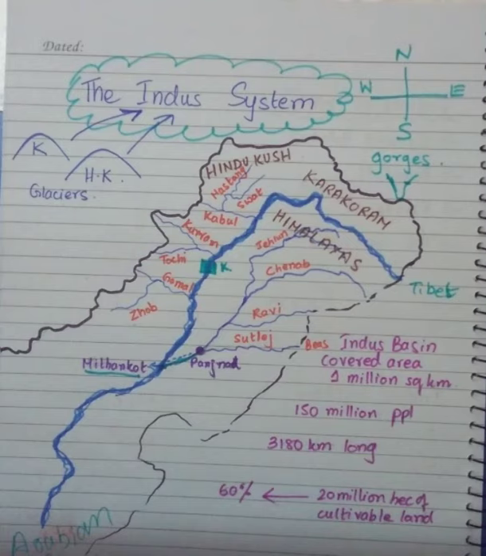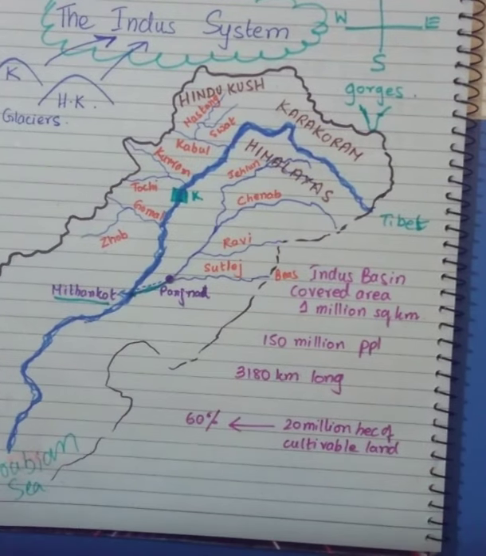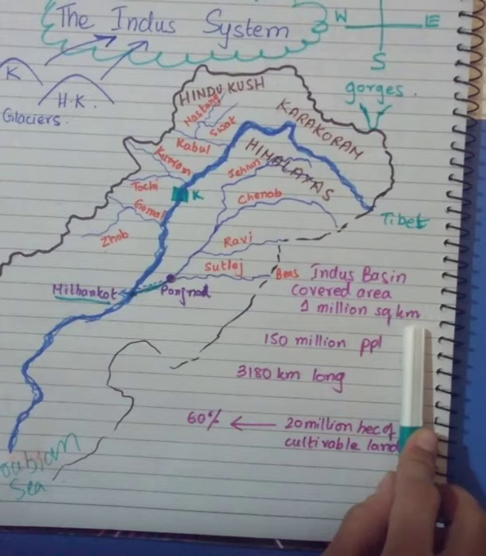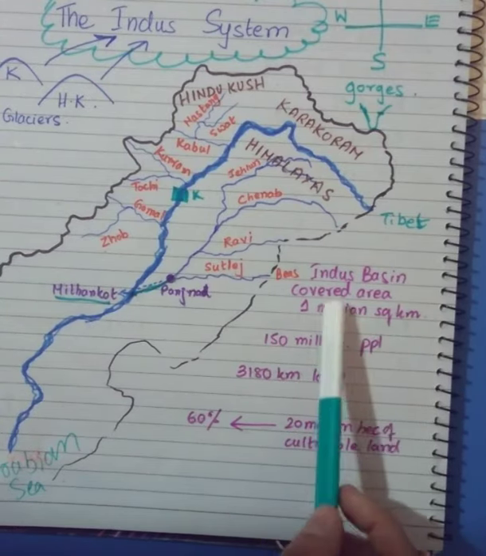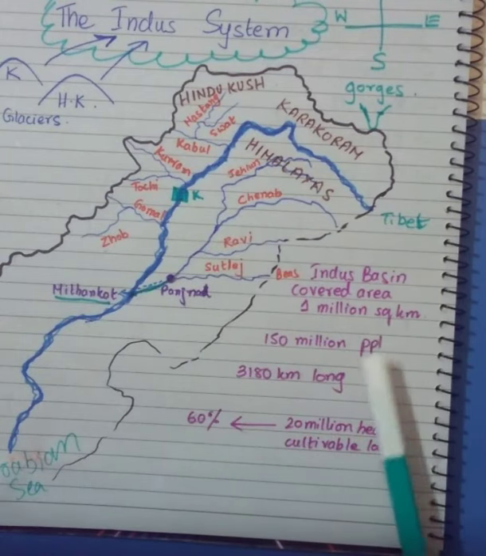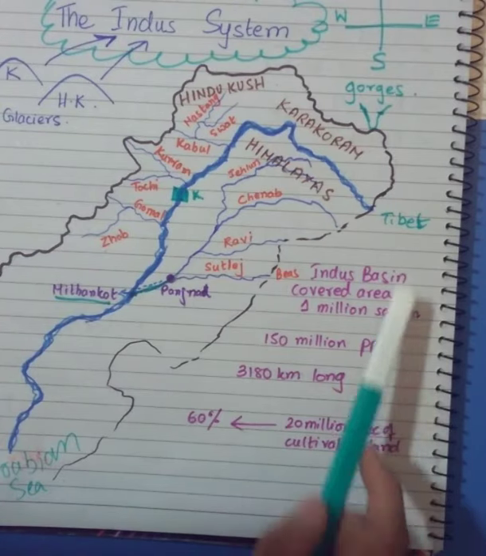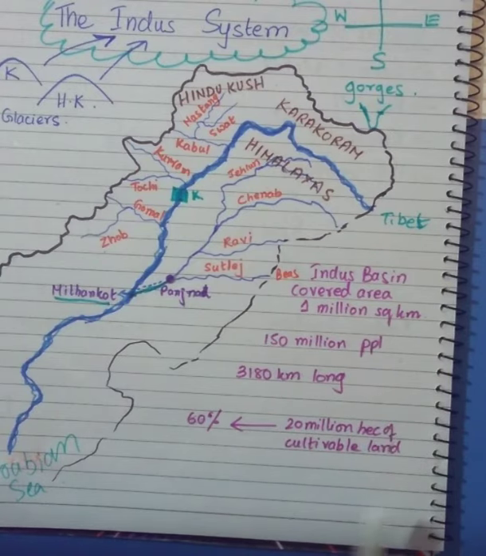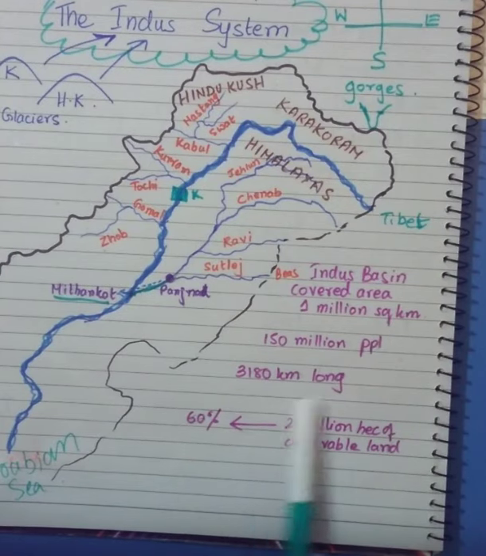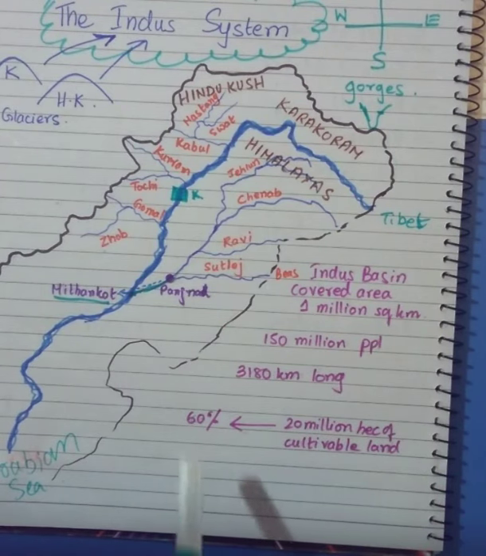Now the Indus basin actually covers around 1 million square kilometers. Just imagine. And around 150 million people live in this area. So how important this entire basin would be for Pakistan and the people of Pakistan, you can imagine really well. And this river is around 3180 kilometers long. And if Pakistan has around 20 million hectares of cultivable land, 60% of that land is being irrigated by the river Indus.